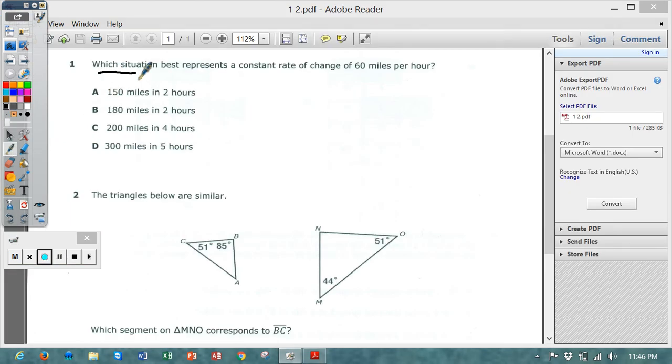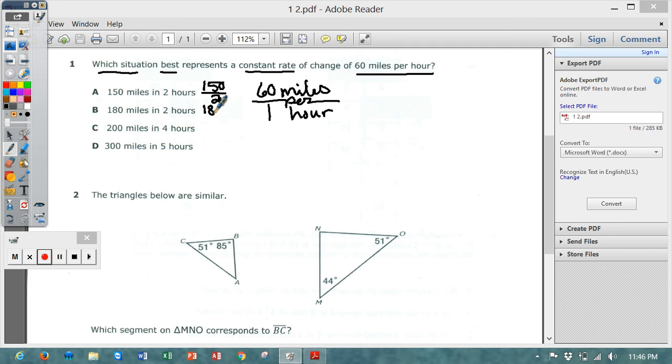Number 1, which situation best represents a constant rate of change of 60 miles per hour? The first thing I'm going to write is that 60 miles per hour, and that means 60 miles in 1 hour. So we're trying to see which one of these matches this 60 miles per hour. Well, I need to put the miles on top and the hours on bottom for every one of these. And then let's divide to see which one is 60.